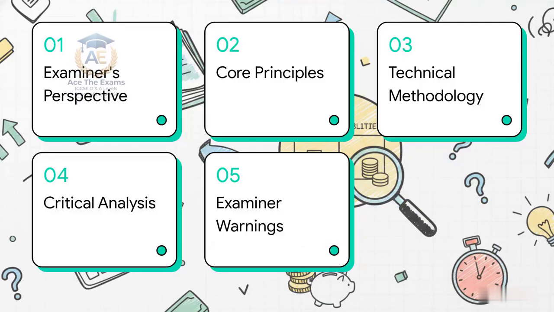To make absolutely sure we hit every single one of those crucial points today, here is our tactical playbook. First, we'll dive into the examiner's perspective. Second, we'll establish the core accounting principles. Third, we'll break down the technical methodology. Fourth, we'll master critical analysis. And finally, we will expose the top examiner warnings. By the end of the session, you'll have a complete architectural framework for these questions. Let's get right into it.